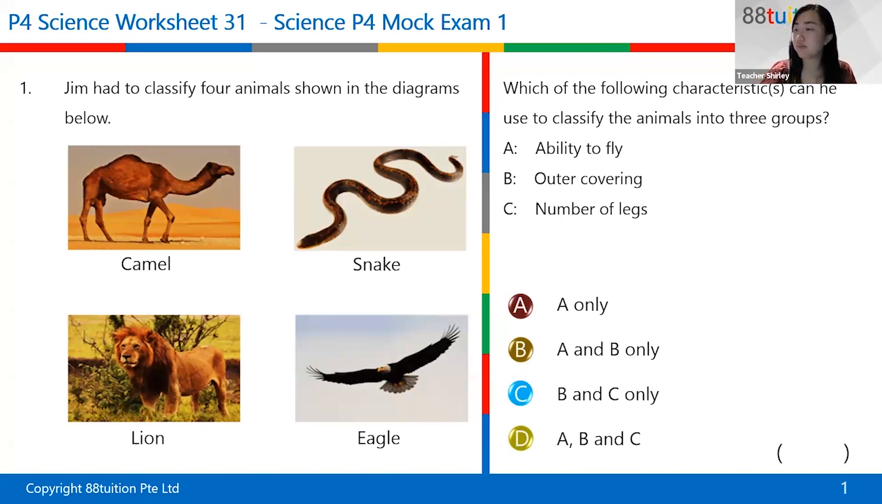Yes, Grace. B and C, is it? Okay, can you explain B? Why is it that we can use outer covering? The camel and the lion have the same outer covering. Camel and the lion have the same outer covering, yes. And then the snake and the eagle?